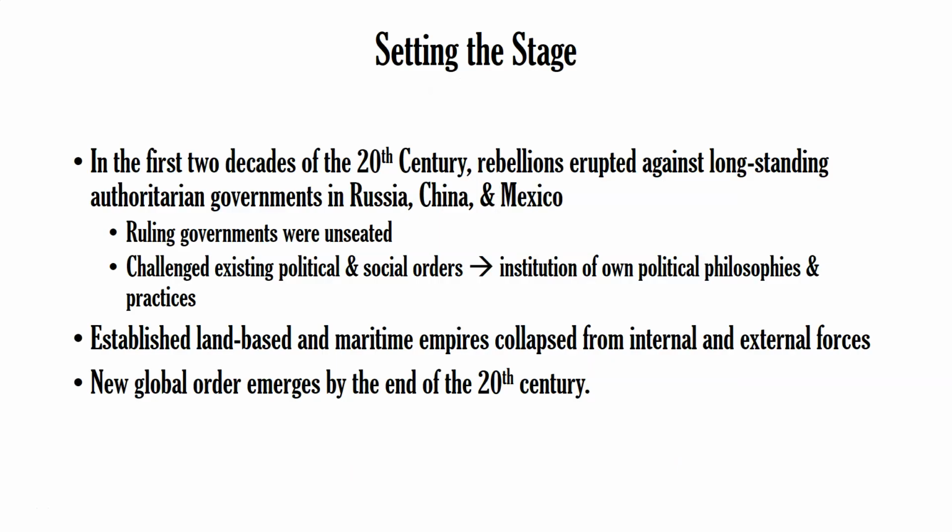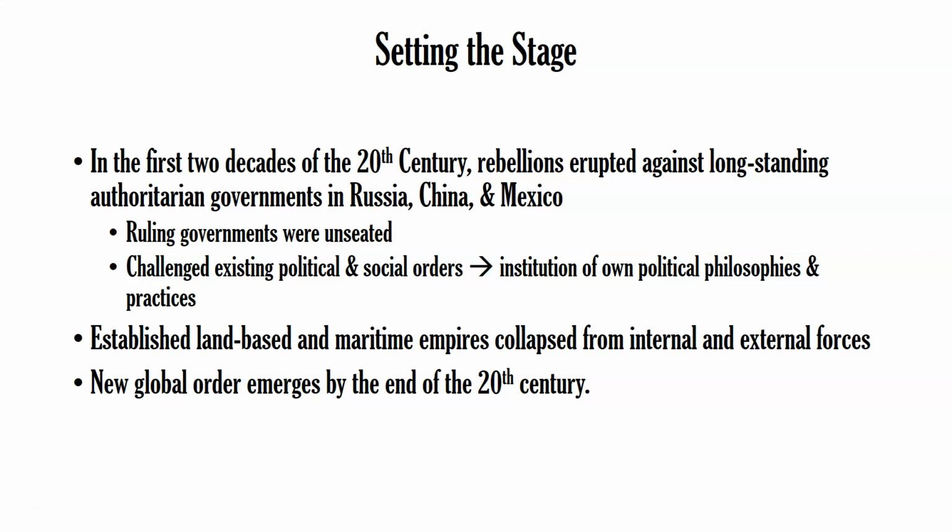All right, so to set the stage, you guys need to understand a few things. In the very first 2 decades of the 20th century, so 1900 to 1920, there are rebellions that erupted all across the world against some long-standing, very authoritarian governments in Russia, China, and Mexico. And then, even though it wasn't a rebellion, we're going to see something that's actually going to happen within the Ottoman Empire as well. We're going to see ruling governments that are going to be unseated.